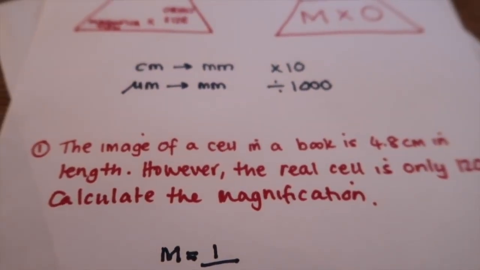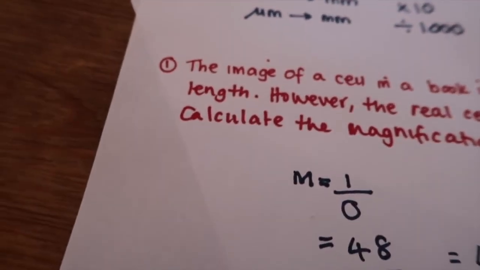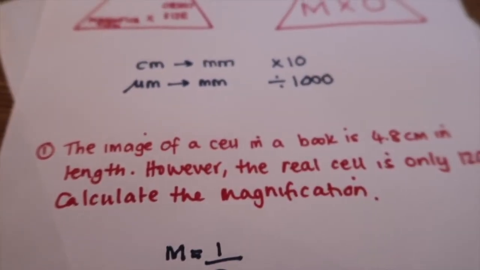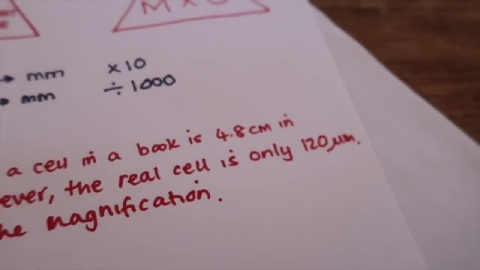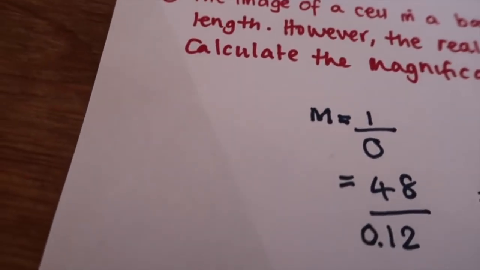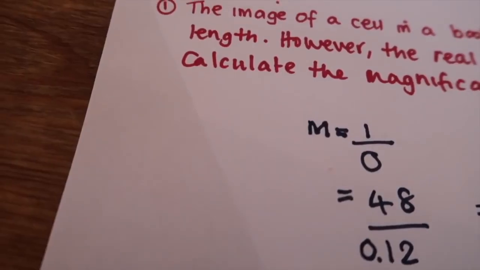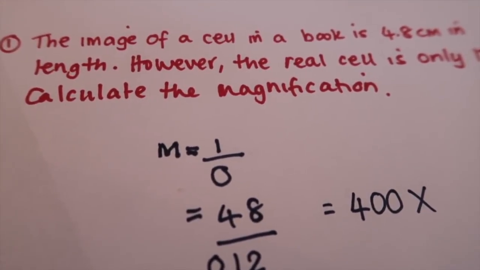So according to my writing in black, I need to times it by 10 to get it into millimeters, so it becomes 48. And then we need to convert the 120 micrometers, which is fuzzy over here, into millimeters by dividing 120 by 1000, which is how I've got 0.12. Plug that into your calculator and you get an answer which is a magnification of 400 times.